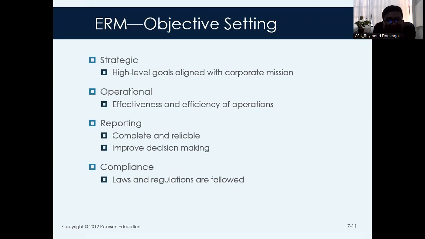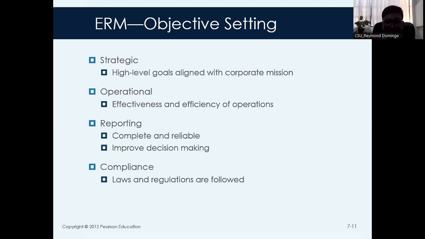Objective setting. At paano ba yung objective setting in our enterprise risk management? Okay, so strategic class. We have to set our objective strategically. Okay, so under the strategic, we have high level goals aligned with corporate mission. Okay, so our goals should be aligned with our mission and also with the goals of the organization.